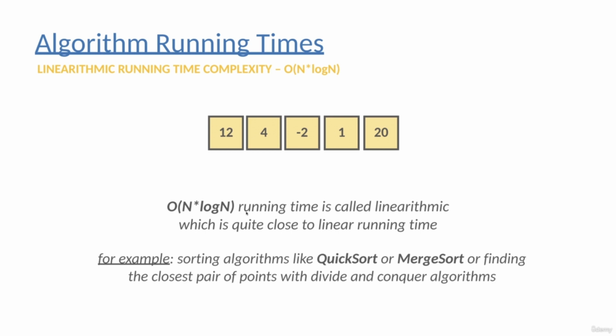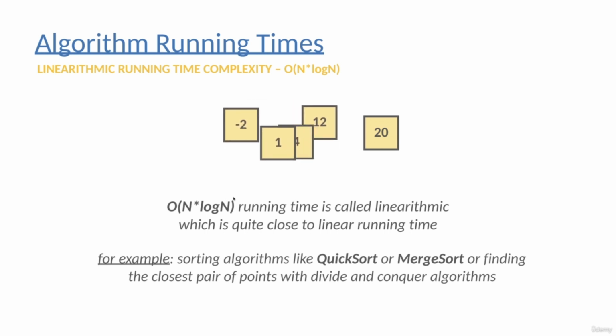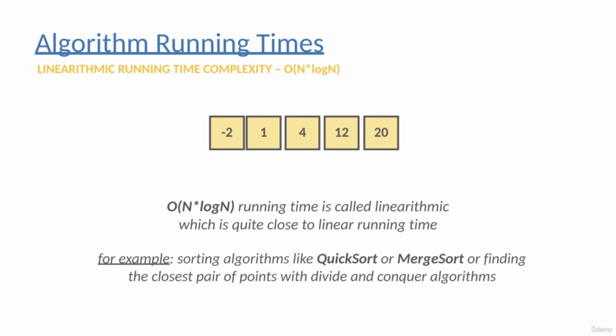This linear arithmetic running time complexity is quite close to linear running time complexity. So essentially, we can come to the conclusion that algorithms with ordo n log n are quite fine. These are fast algorithms, such as, for example, quicksort or merge sort, or when we want to find the closest pair of points with divide and conquer algorithms. So this is the linear arithmetic running time complexity.